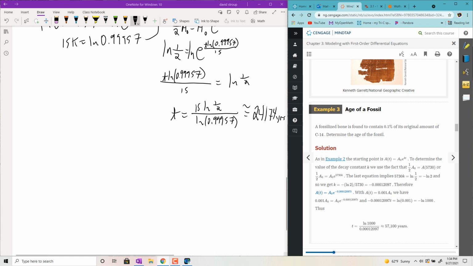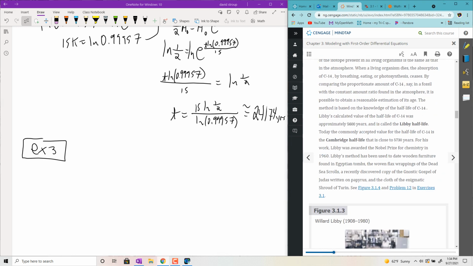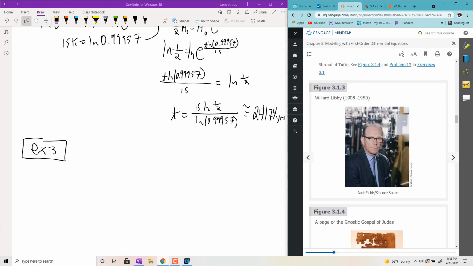Let's look at example 3. Everybody apparently knows the half-life of carbon-14, and this example is saying today the commonly accepted value for the half-life of carbon-14 is close to 5,730 years. Okay, so the half-life, 5,730 years.